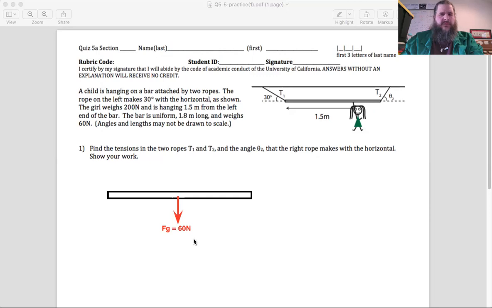Right. So we got a force from the child's hand pulling down, and we know where that is as well. I guess that's 1.5 meters from the end of the bar. Do we know how long the bar is? It's 1.8 meters. Okay, yeah, that is given. So 1.5 meters from one end and 0.3 meters from the other end. And that's 200 newtons. So let's call that FC, the force of the child.